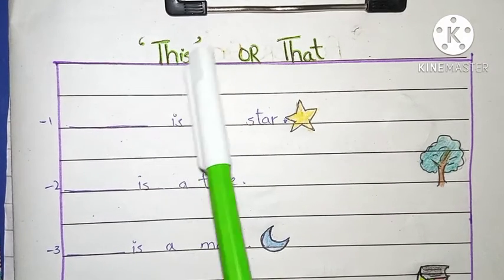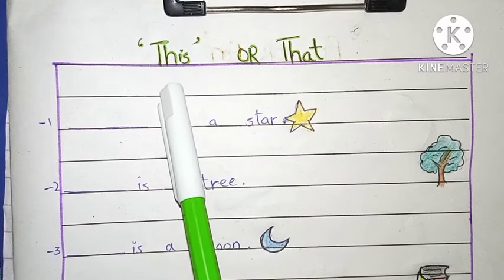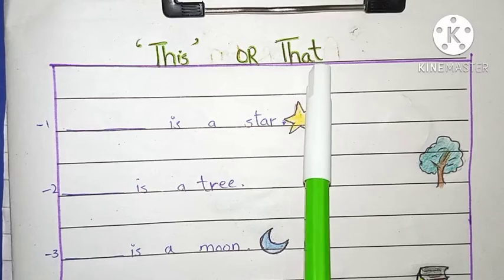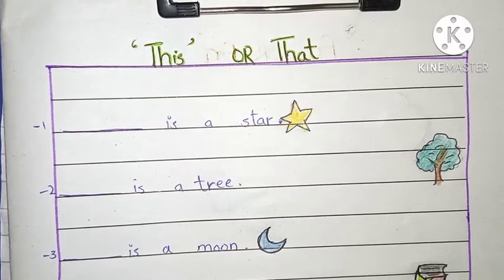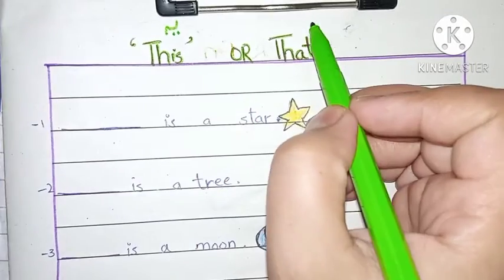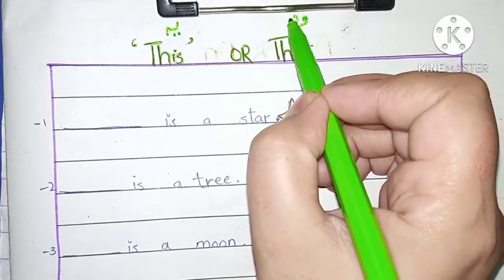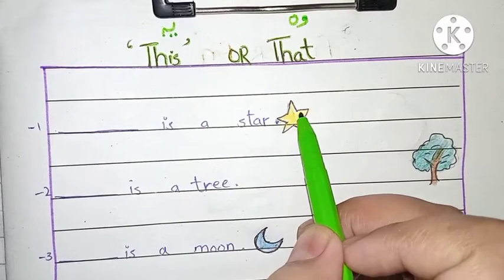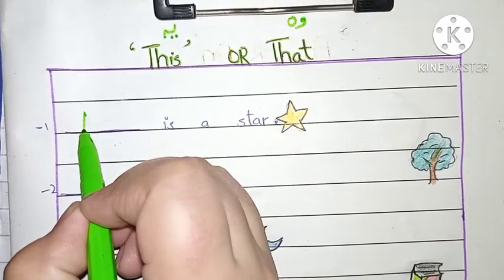Use of this or that. This is used for thing that is near and that is used for thing which is far. This, that. This is a star. It is near, so this is a star.